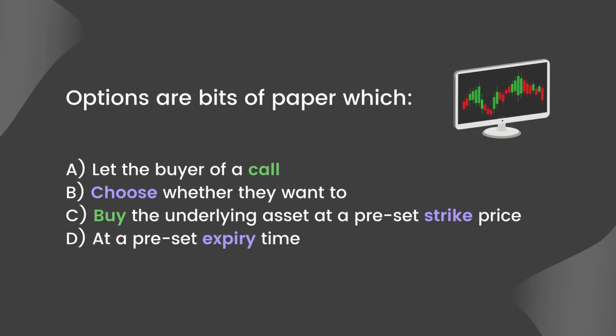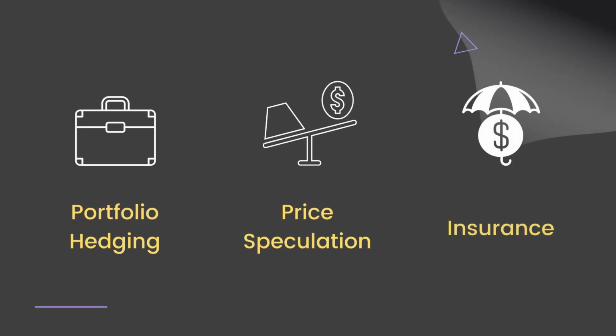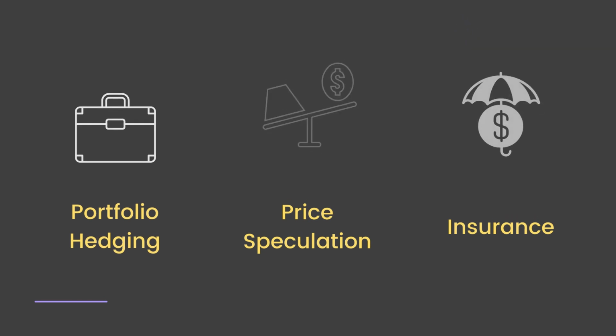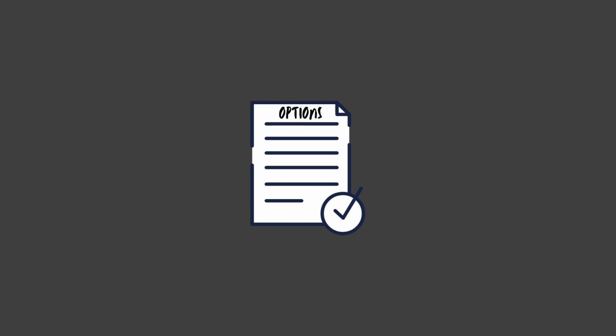Options are bits of paper which let the buyer of a call choose whether they want to buy the underlying asset at a preset strike price at a preset expiry time. This is the same for puts, except instead of buying, the buyer has the right to sell the underlying asset instead. Options have so many use cases that it's impossible to list them all here. Common uses are portfolio hedging, price speculation, or insurance. Everyone can use options, from individuals to seasoned traders.